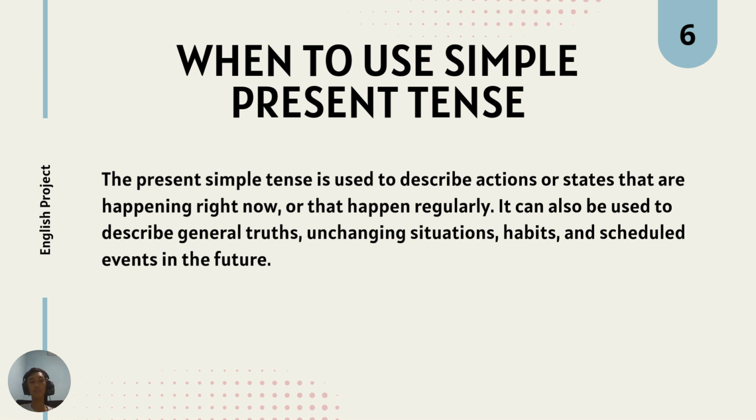When to use simple present tense? The simple present tense is used to describe actions or states that are happening right now or that happen regularly. It can also be used to describe general truths, unchanging situations, habits, and schedules, even in the future.